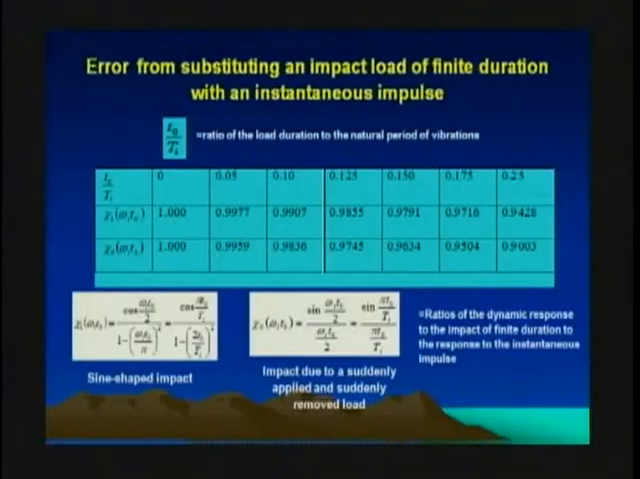So could an impact load of finite duration be substituted by an instantaneous impulse? And here I will give an answer based on the linear analysis. We will see later on that the answer based on the nonlinear analysis might be quite different.